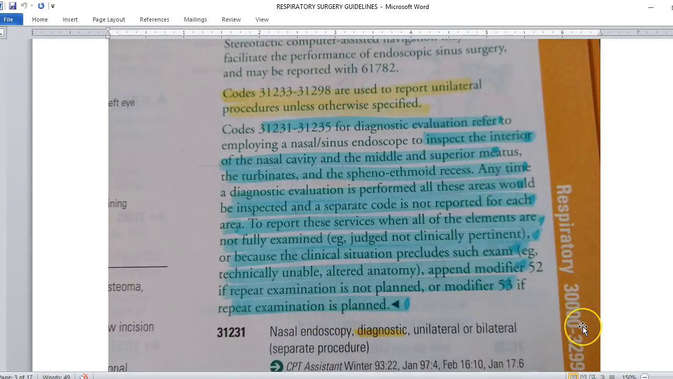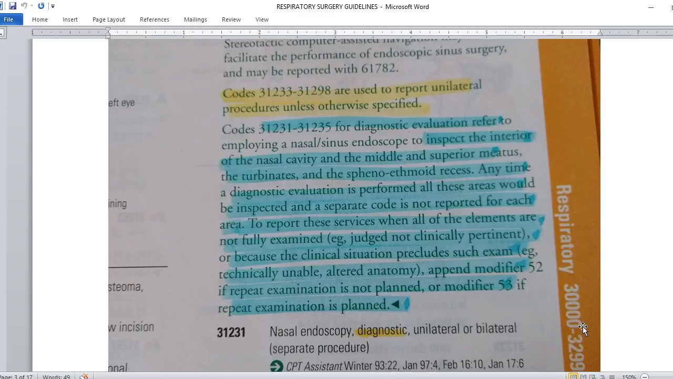So now they're telling us what they might be looking for in these codes. Codes 31231 to 31235 for diagnostic evaluation refer to employing a nasal or sinus endoscope to inspect the interior of the nasal cavity and the middle and superior meatus, the turbinates, and the sphenoethmoid recess. Okay, so we're going in, we're looking at the cavity, we're looking at the openings, we're looking at the turbinates, which are the bones in the nose, and the sphenoid-ethmoid recess, which is where the sphenoid and ethmoid sinuses are.